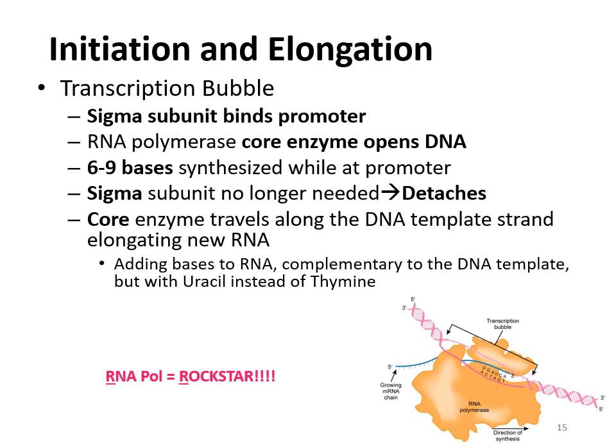So to summarize initiation and elongation in just a little bit more detail, this is basically what you did before when we were dealing with sense and antisense. There's a transcription bubble, which is in this figure down here, this opening of the double strands of DNA. And what happens is sigma subunit sees the promoter and binds. This tells the RNA polymerase, this is where we need to start. The RNA polymerase core enzyme then opens up the DNA, and there are about 6 to 9 bases synthesized at the promoter region. So 6 to 9 bases of RNA synthesized.